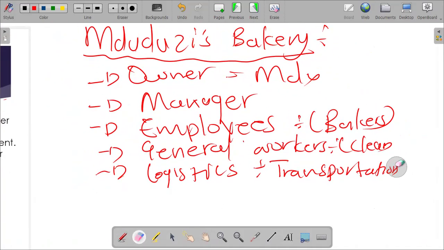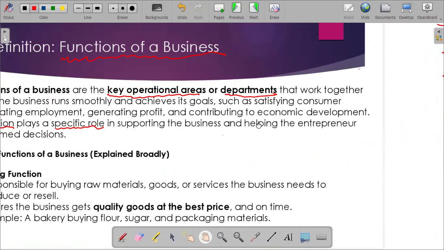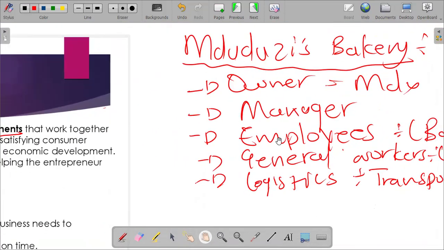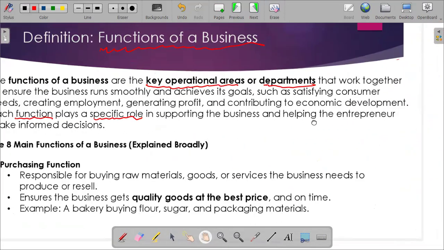So if you look at the explanation of the different kinds of business functions, what you see here is rather different. You have your owner, which is one department. You have your manager, which will be another department. Then your employees will be another department, general workers, and so forth, right? So these are 5 different departments. As we move along, it says that each function plays a specific role. All these 5 functions will play a role, all right? In doing what?